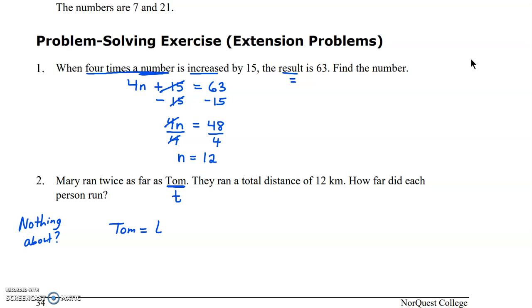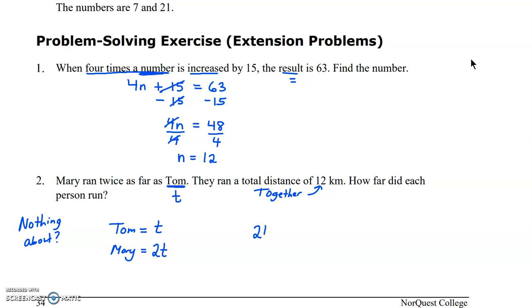So Tom is T, and Mary, now we can say, what do we know about Mary? We know that Mary ran twice as far as Tom. Twice as means double, means 2 times. So Mary is 2T. She's 2 times Tom. They ran a total distance of 12 kilometers. So this means together they ran 12 kilometers. So let's add them.